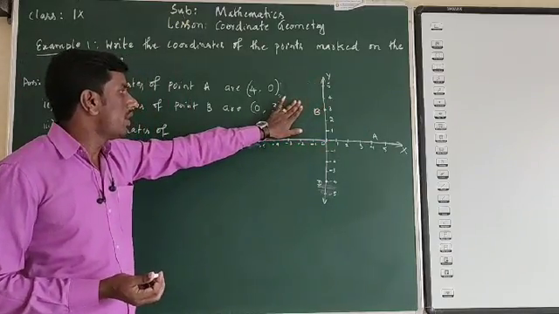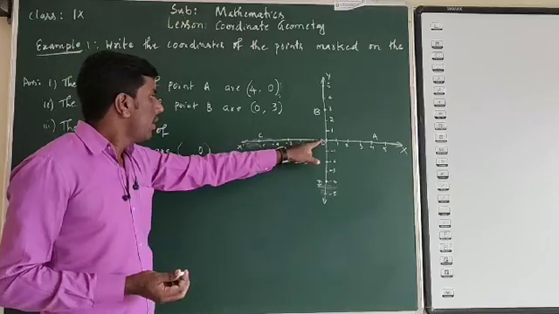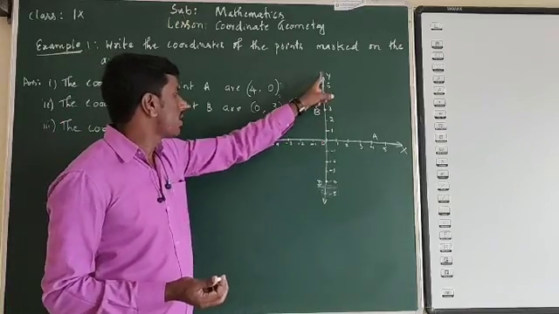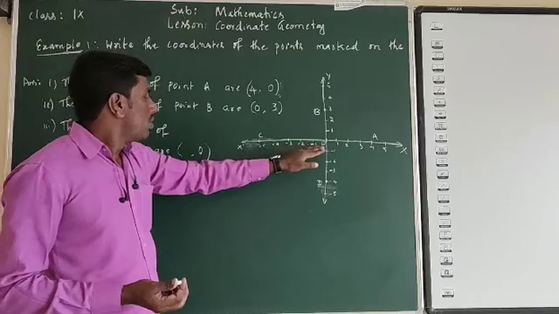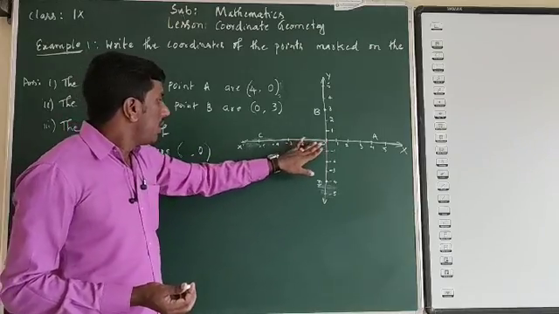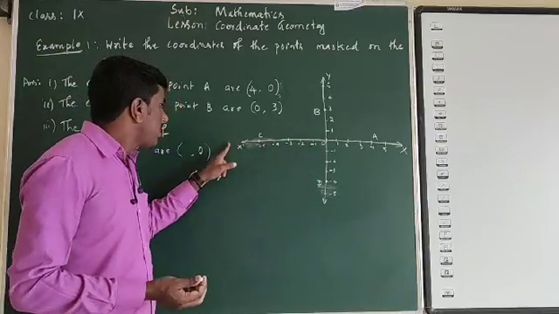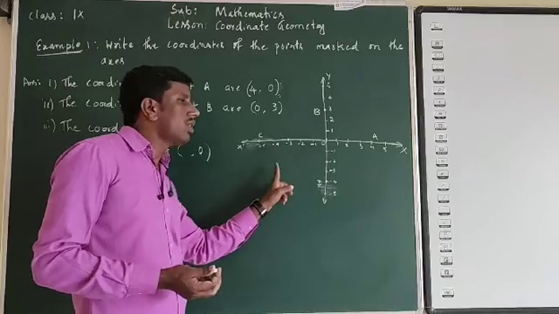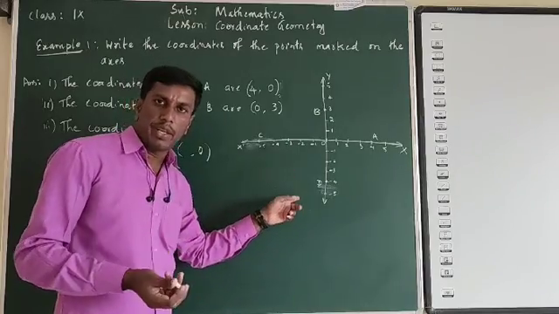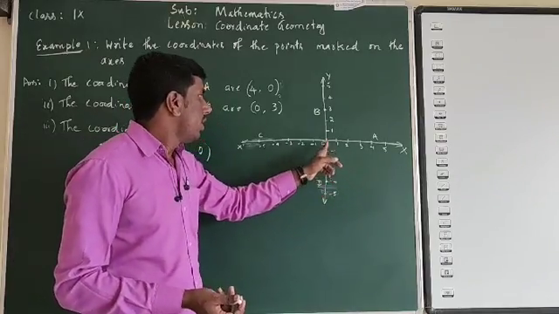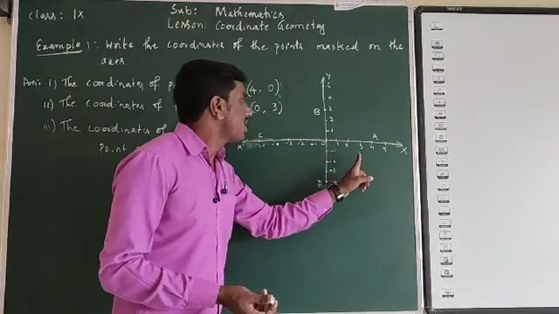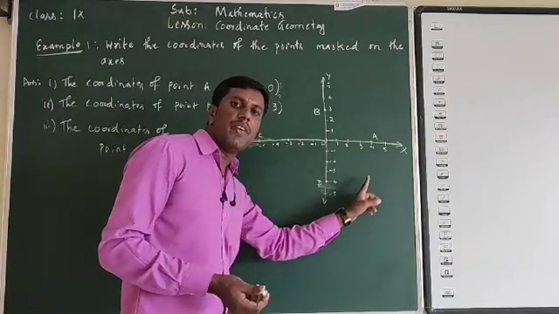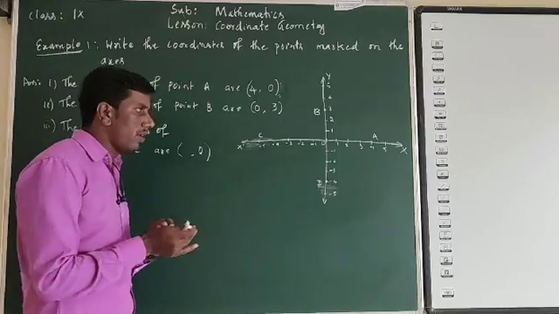In the second quadrant, since it is enclosed between the negative x-axis and the positive y-axis, the x value will be negative, the y value will be positive. In the third quadrant, it is enclosed between the negative x-axis and the negative y-axis. Both the x value and y value are negative. The fourth quadrant is enclosed between the positive x-axis and the negative y-axis. The x value will be positive, the y value will be negative. Okay, so that's also what we have learned.